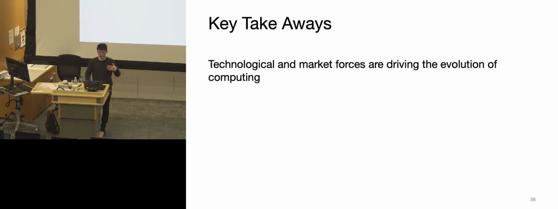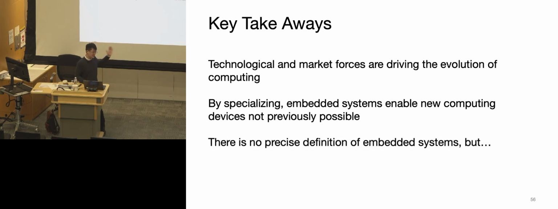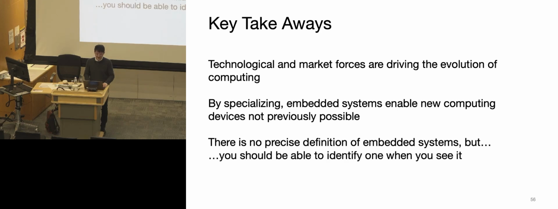A key takeaway here for embedded systems: there are technological and market forces that drive the evolution of computing, which triggers the development of embedded systems. And by specializing these computing powers, embedded systems enable new computing devices that were not previously possible, including the weird cases we just showed. And as I kept on saying, there's no precise definition of an embedded system, but after this class, you should be able to identify one once you see it. Any questions so far regarding embedded systems, like what is it, etc.?